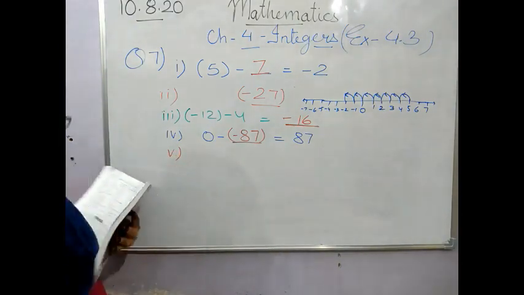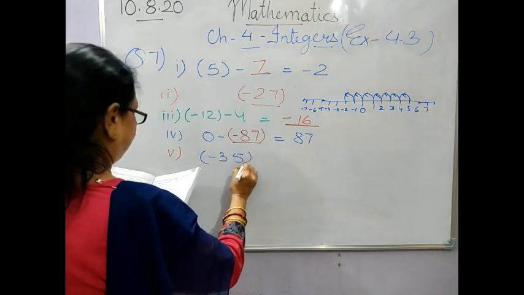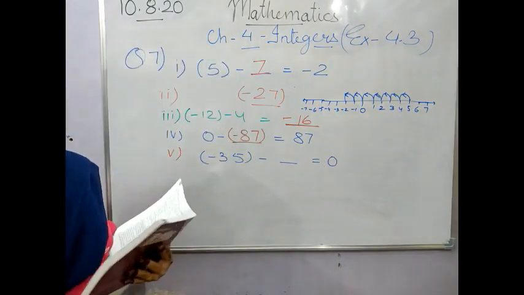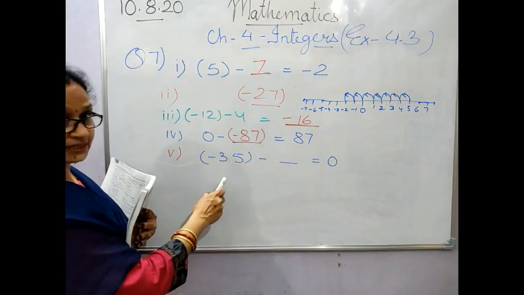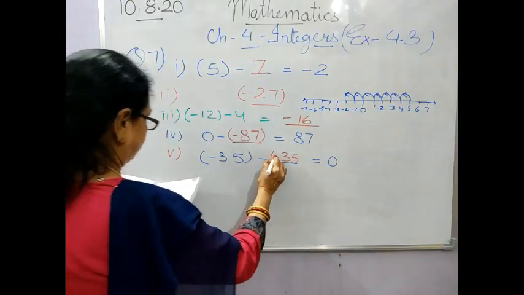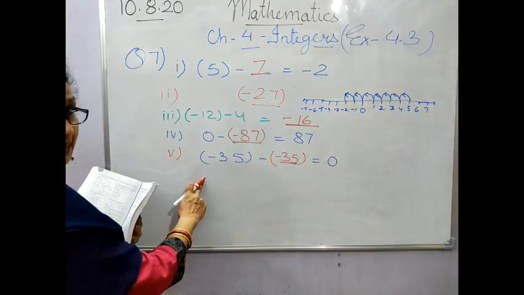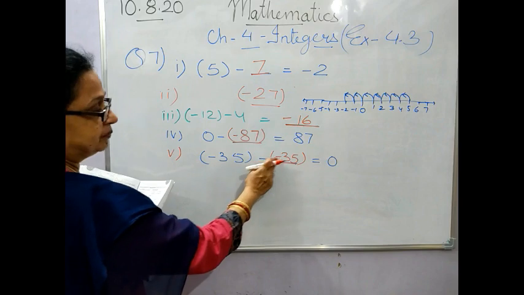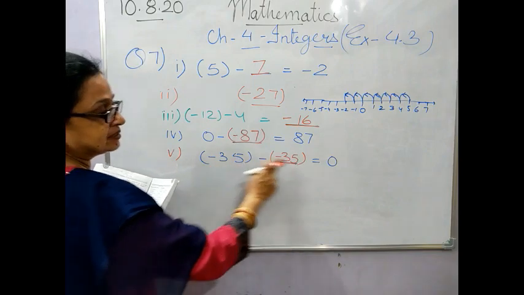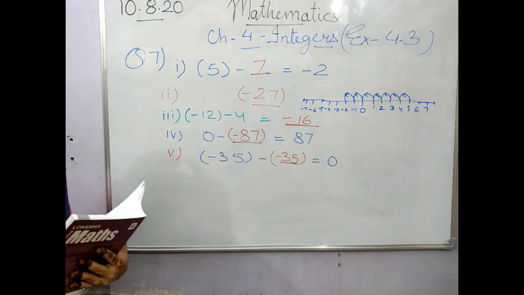Fifth one, it is minus 35 minus dash is equal to 0. Now you know that the answer is 0, that means you have subtracted the same digit, 35, and since it is plus, so it will be minus plus. Then only you can subtract it when the two signs are different. So it will be minus. When you open the bracket, it will become plus 35, and plus 35 and minus 35 is plus 0. Hope this is clear. So write down the answers in the book.